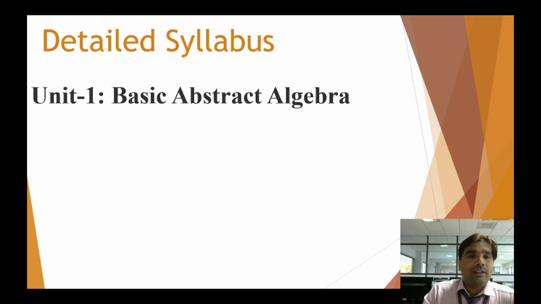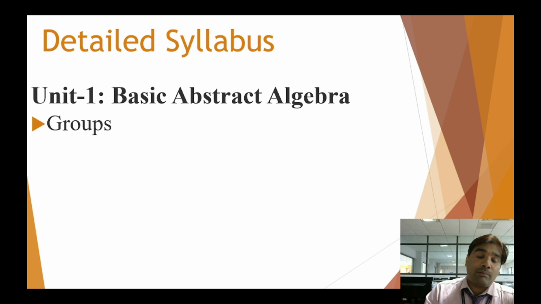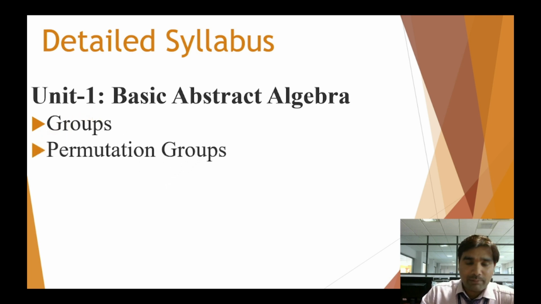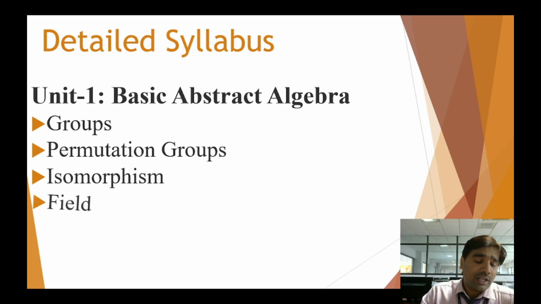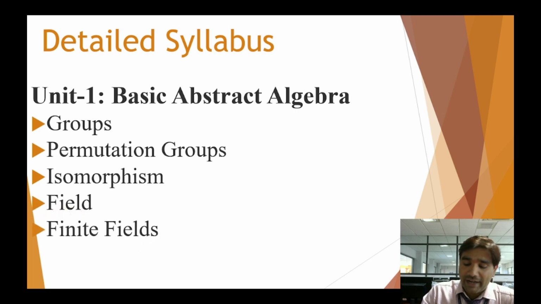Now the detailed syllabus. The first unit is basic abstract algebra. This is important in dealing with linear algebra. Basics in abstract algebra is important. The first topic is groups. It has already been learned. The permutation groups are not yet learned, but we need to learn them, so the group is introduced. Next is isomorphism, that is, group isomorphism is introduced. Next, fields and finite fields. So this is in the first unit.